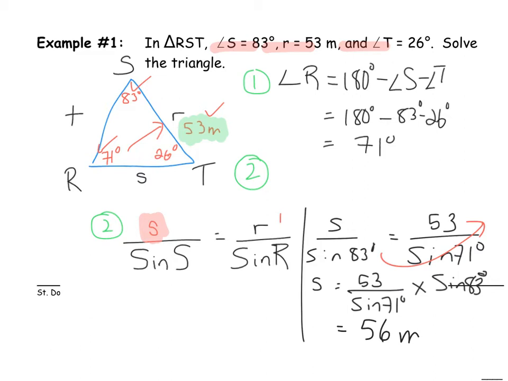So there I go. So the measure of little s, I can now even input into my diagram as 56 meters, because now I know that. So I'm almost done solving my triangle. What do I need to solve for next? What's missing? Well, I'm missing side little t. So that is the last little piece that I need. I want you to go ahead and try to solve for little t.